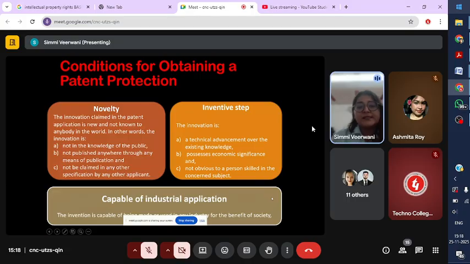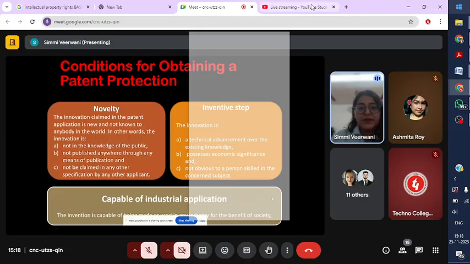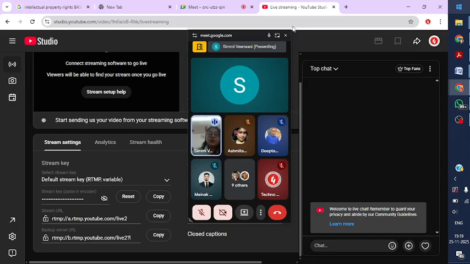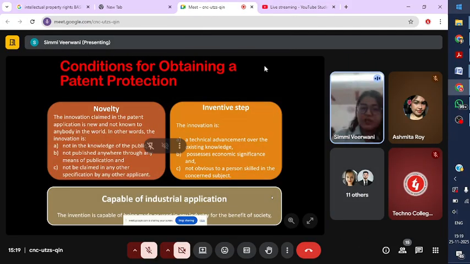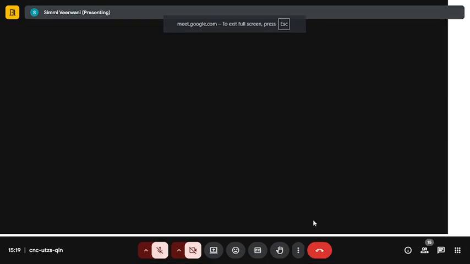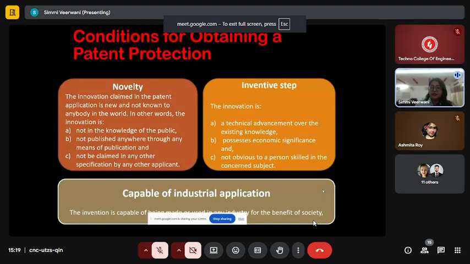The innovation that is claimed to be protected under the patent is new and not known to anyone in the world. In other words, the innovation is not in the knowledge of the public, not published anywhere through any means of publication, and not claimed in any other specification by any other applicant.